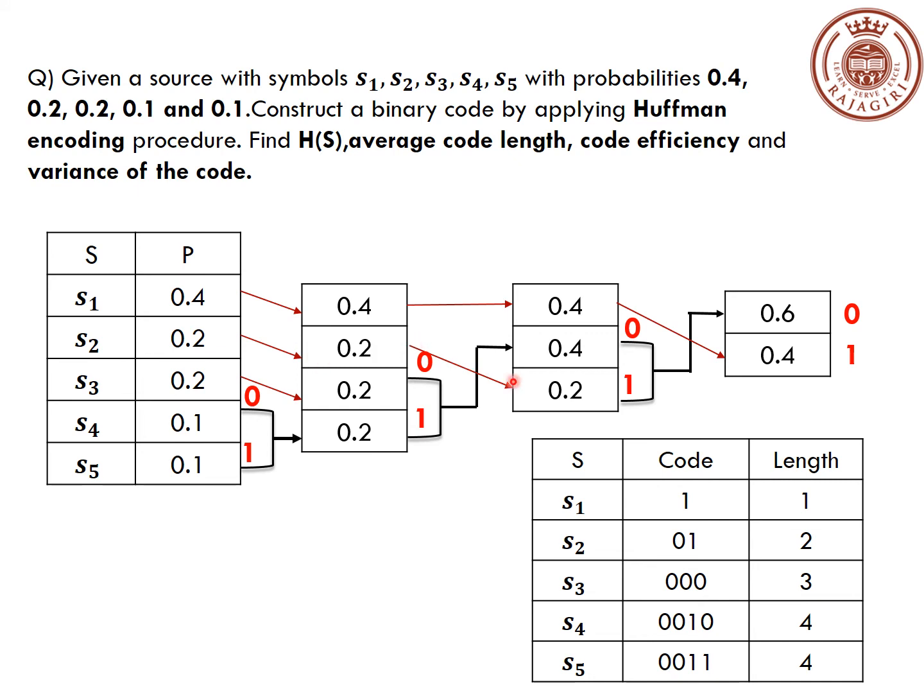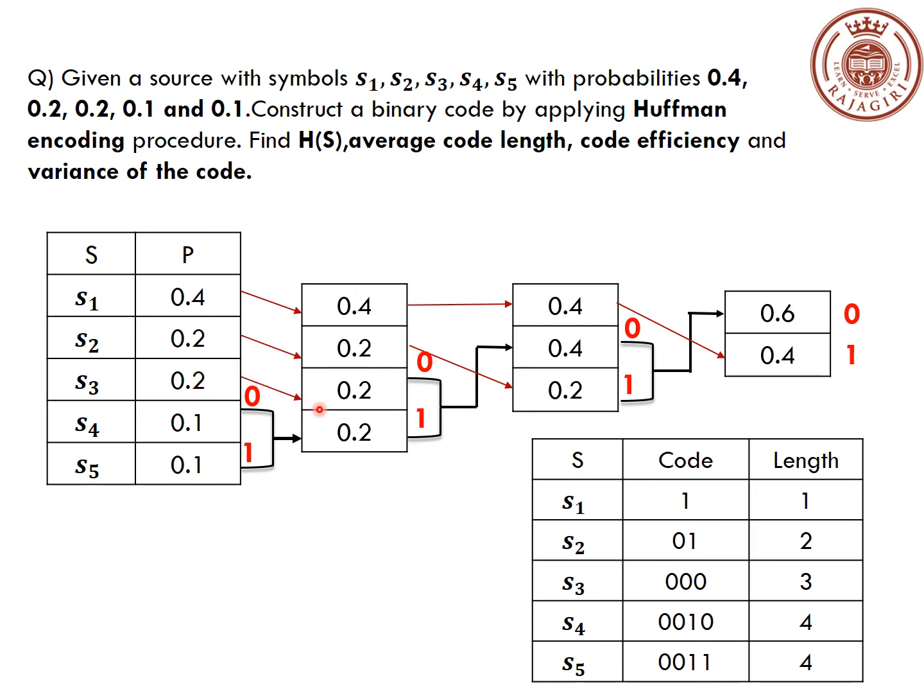Next, S2. It is the same S2 that is here, from here to here, and here to here. So this is the path, from here, here, here, and here. So how do I trace the path? S2 means the probability is 0.2, so I have to reach here. How will that be traced? 0, 1. So that is how S2 comes.